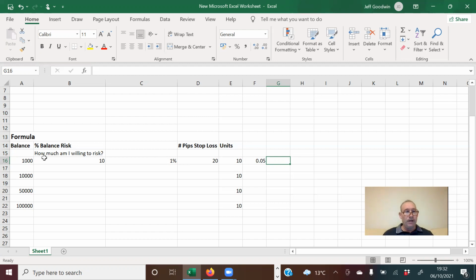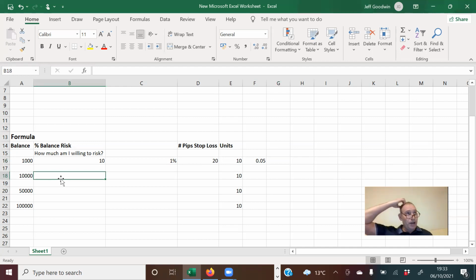So repeat, balance. Question you ask yourself, how much you're willing to risk? 1% there, which is $10. What's your stop loss? So 1,000 multiplied by 1% is 10. You divide that by your stop loss, divide that by 20, 0.5. Divide it by 10 is 0.05. And then we just do the exact same formula.